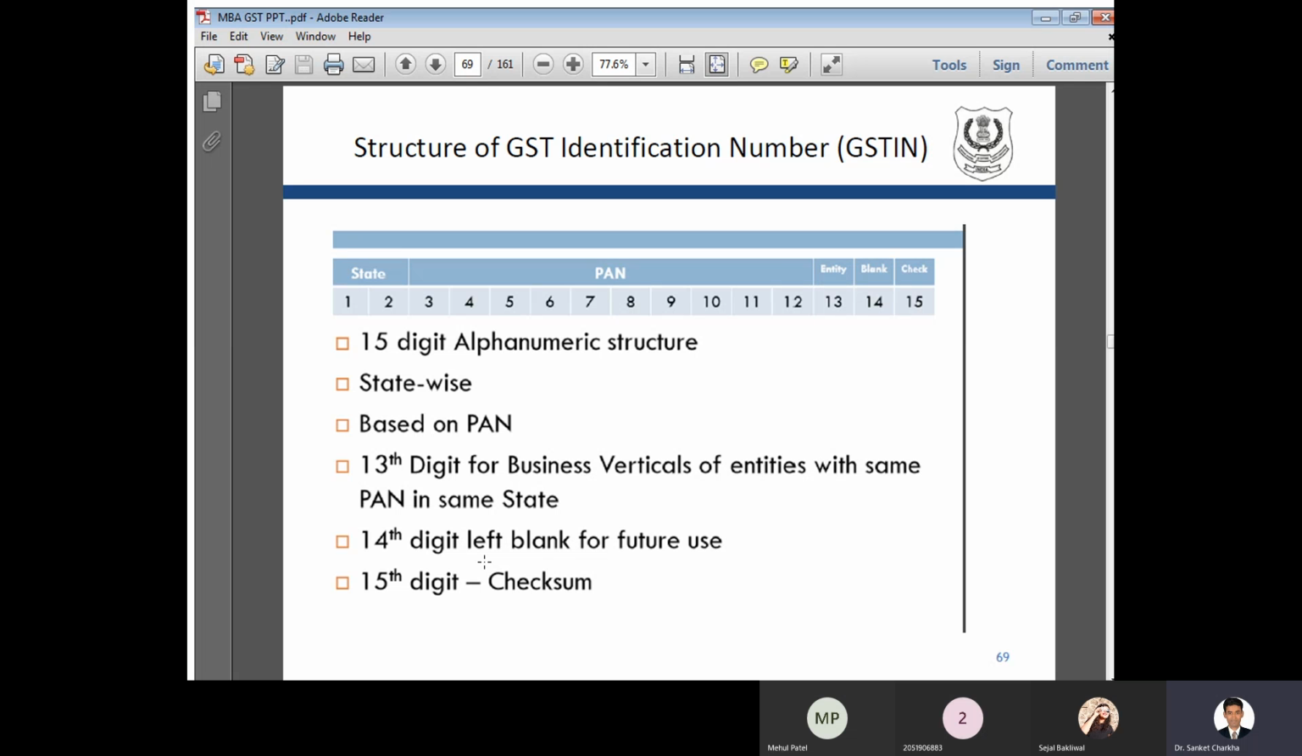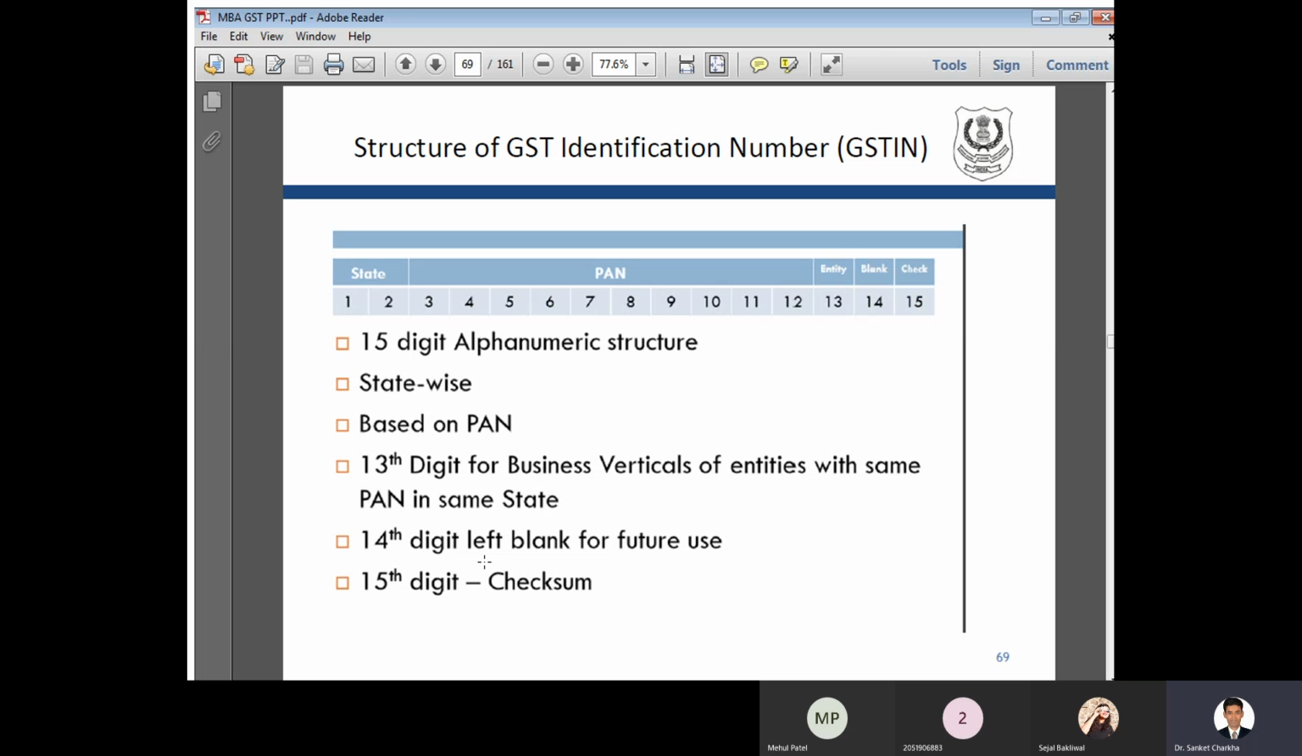The 14th digit is left blank for future use. If there is further addition to the various entities, then accordingly the entity number will change. It may become 10, 20, 30, 34, 35, and so on. In this way, the 14th digit is intentionally left blank. The 15th digit is a checksum, wherein depending on the availability of a particular code or number, the 15th digit will be occupied. It may be a number from 1 to 9 or an alphabet from A to Z. In this way, an alphanumeric combination can be made available at the 15th digit.